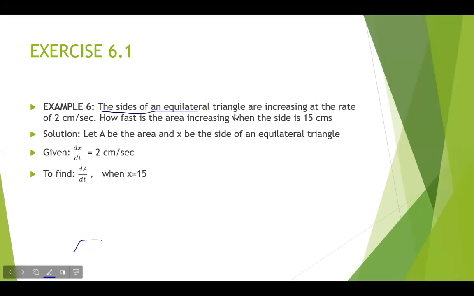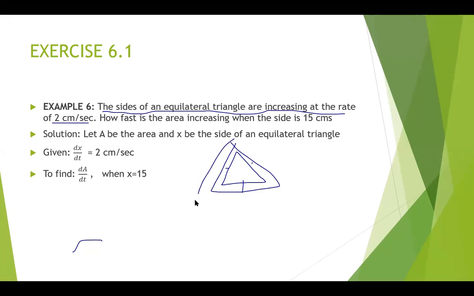The sides of an equilateral triangle are increasing at the rate of 2 centimeters per second. There is an equilateral triangle. Equilateral means all the sides are equal. Let x be the length of each side. This triangle is flexible, it is increasing at the rate of 2 centimeters per second, meaning the edges are increasing 2 centimeters per second. How fast is the area of the triangle increasing when the side is 15 centimeters?